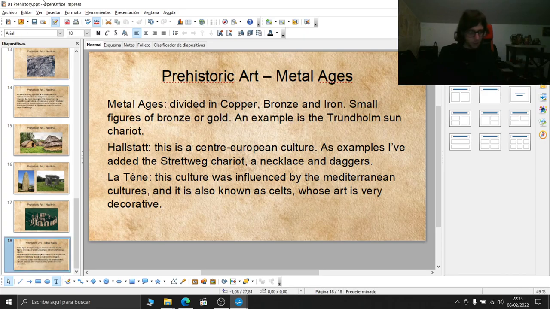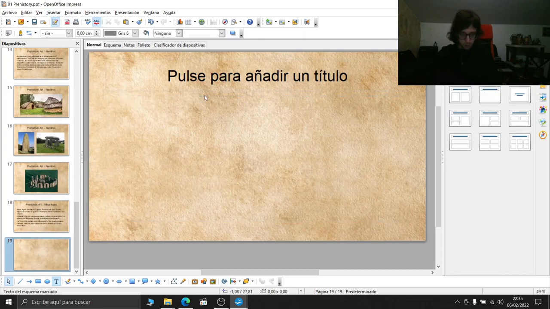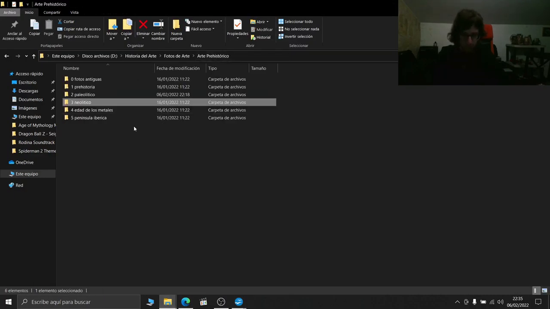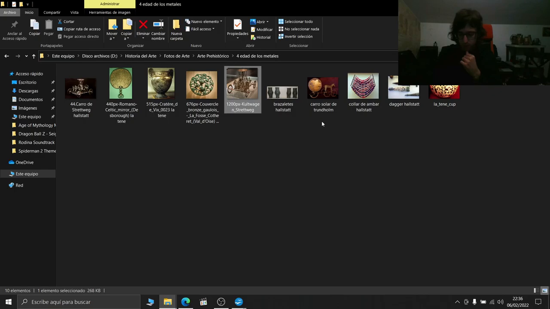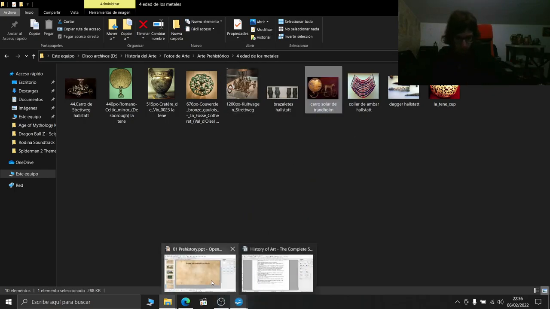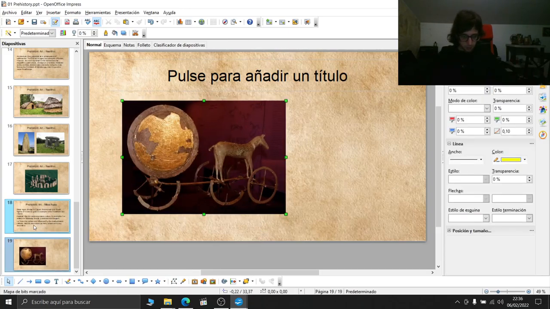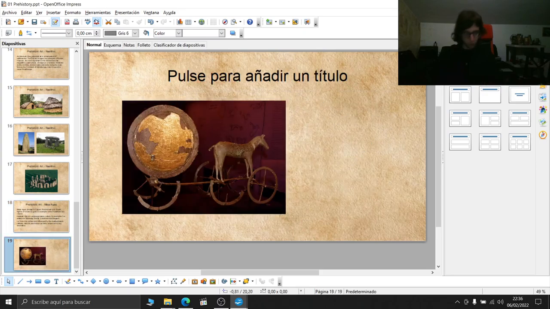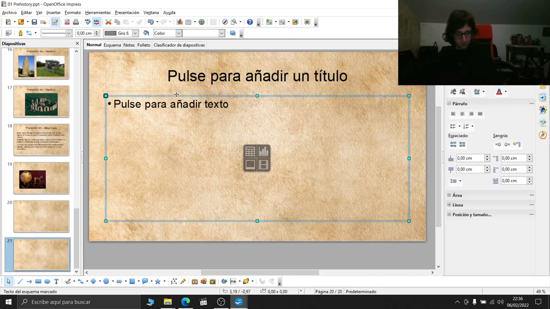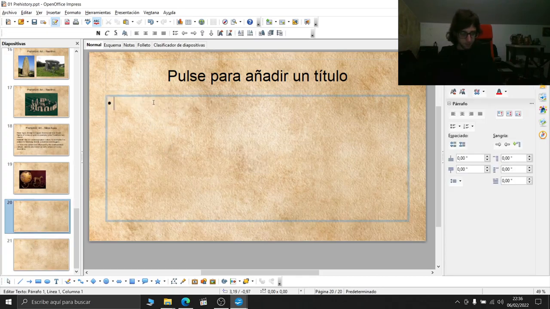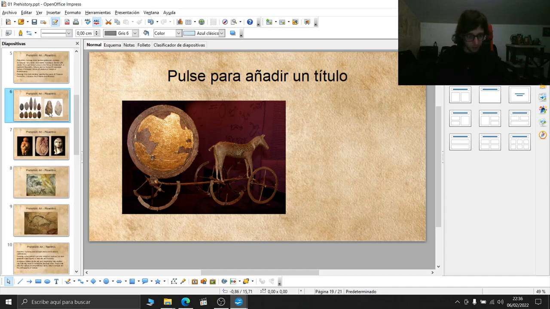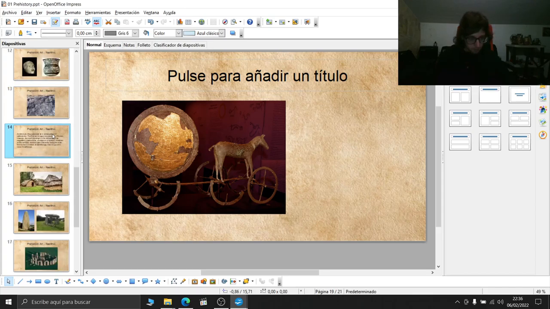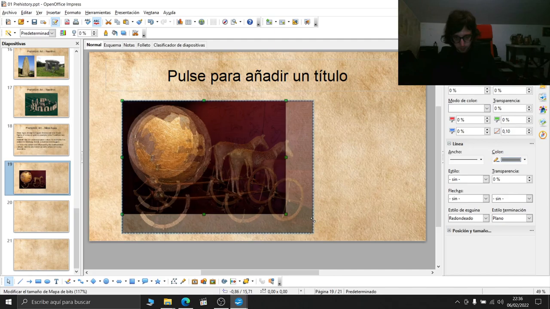Metal Age. And here, more pictures. I'm thinking how. Well, the Trundholm, this one I'm going to add. And I think I'm going to add one for Hallstatt and one for La Tène. So I'm adding three for each one, well, this one has four, also this one is very primitive. Okay, three for each one is fine.